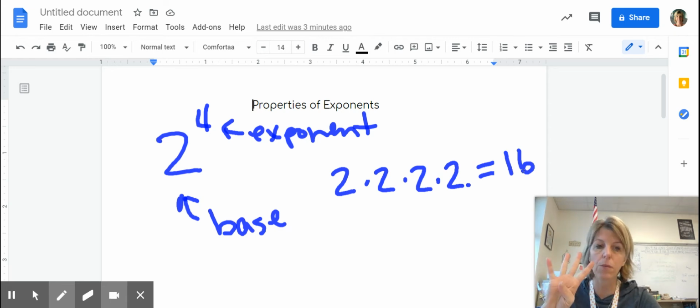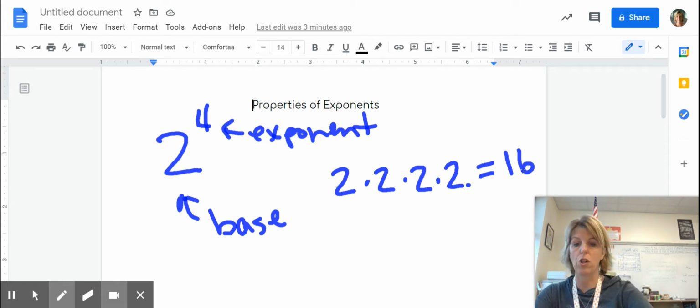Now we have 4 skills that we're going to cover in this video. We're going to talk about how to add exponents, how to multiply exponents, how to divide exponents, and then what do we do when we have a power to a power? Okay, so add or subtract, multiply, divide, power to a power. By the end of this video, those are the 4 things that you should know how to do.